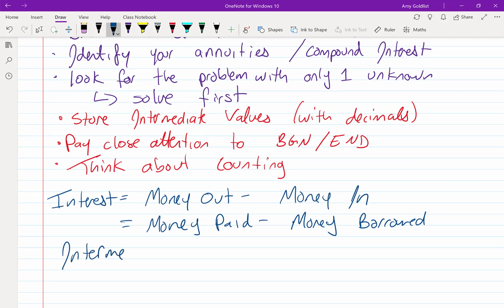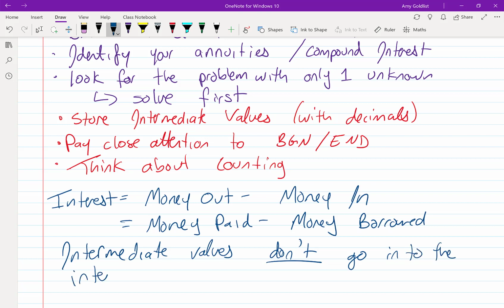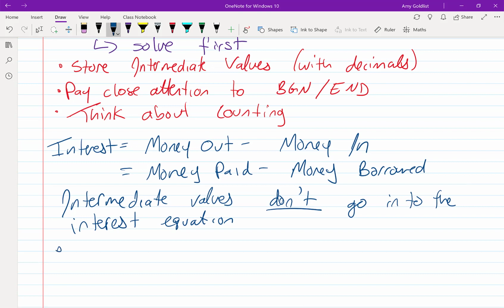Intermediate values don't go in here. That's an important thing to note. And actually, I'm going to write one more thing. Round your payments. Because we're going to put in a bunch of payments, but we have to round to the nearest cent because we can't put in a half a cent.